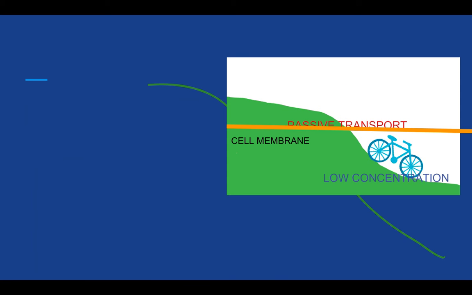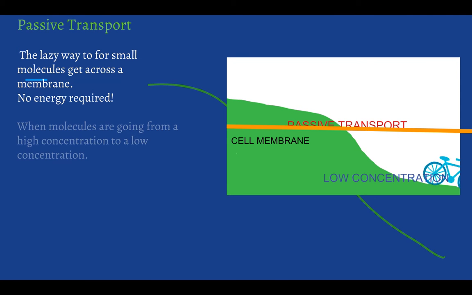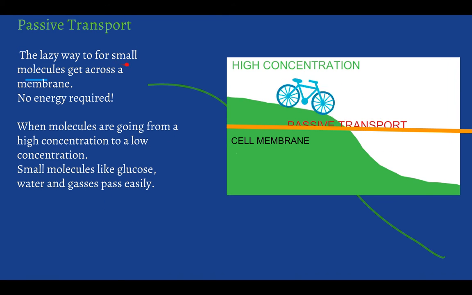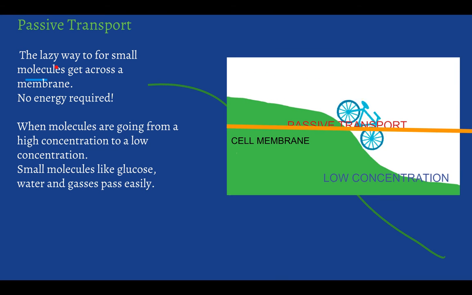We have two types of transport: active and passive. Passive transport is for small molecules. Small molecules are tiny. They can just diffuse right through the membrane.